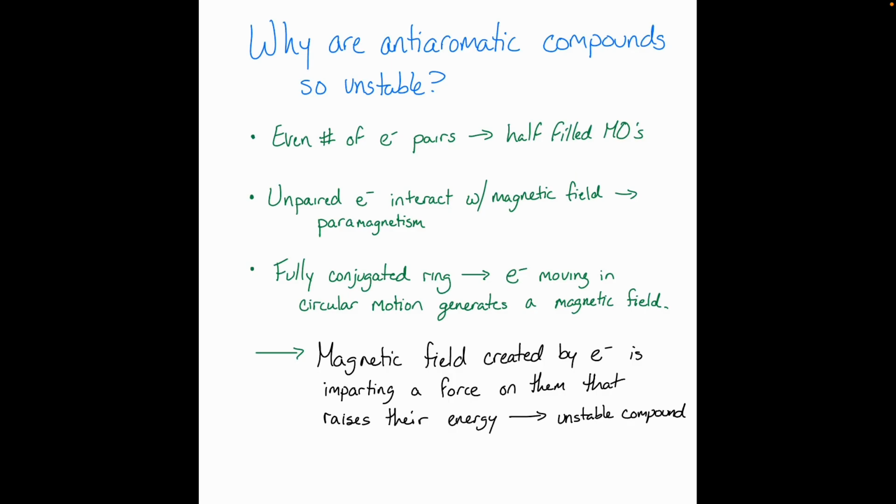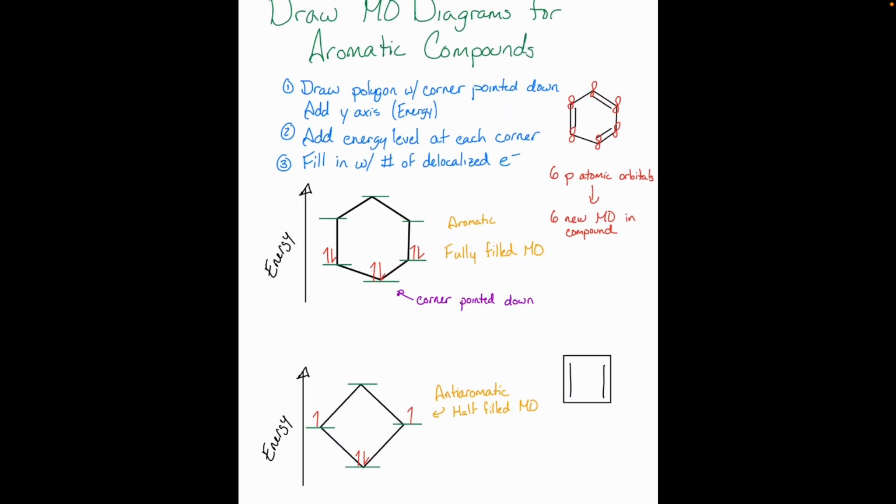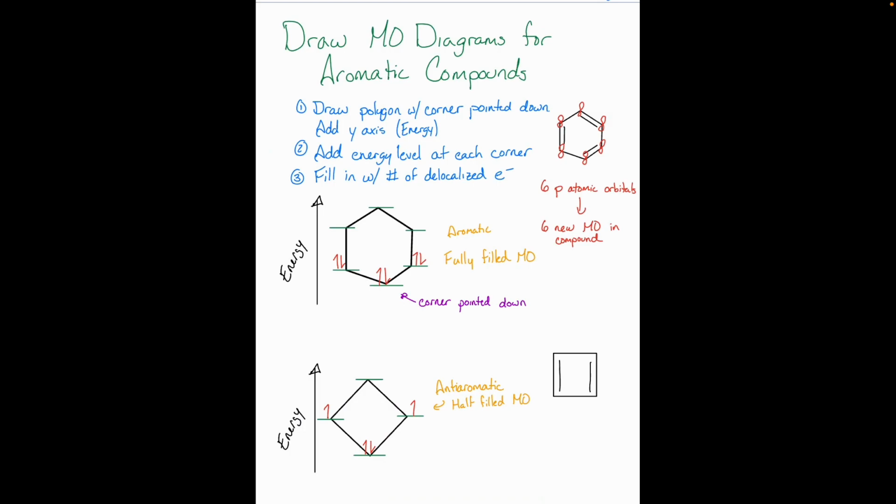All right, so just to review here, we had those two rules for aromaticity, and the second one was really weird, the fact that you had to have an odd number of electron pairs. And so what we did was we used these molecular orbital diagrams to show that if you had an odd number of electron pairs, you would have a fully filled molecular orbital diagram. But if you had an even number of electron pairs, you would get this half-filled molecular orbital diagram.